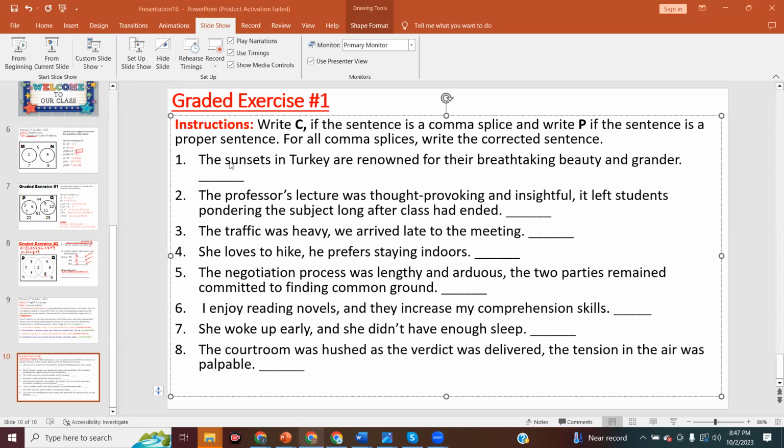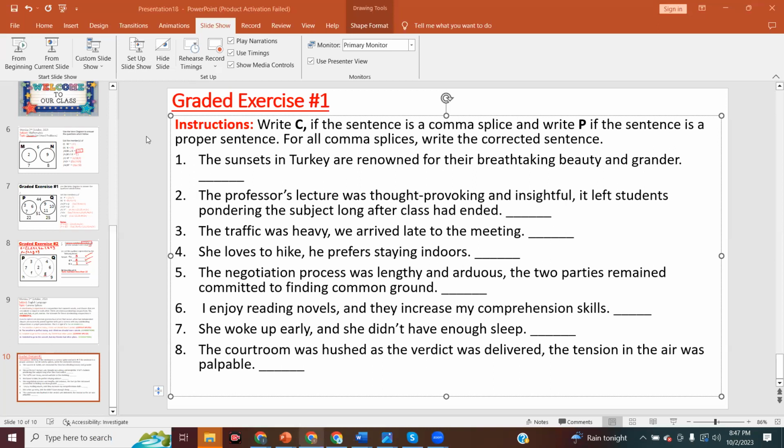Zara, I know you have to leave early, so you can go. Excuse me, Mr. Petit, you made a mistake. Number 4, she loves to hike. He prefers staying inside indoors. In the first one, you say she, but then in the next part, it's he. Yeah, it's supposed to be he.